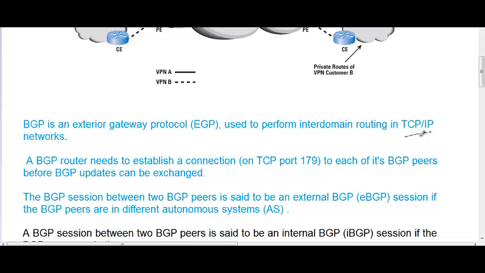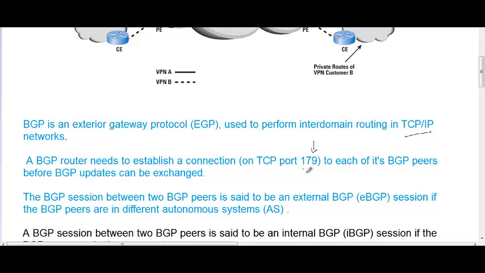BGP is a TCP protocol. BGP works on TCP 179. That's the port number of BGP, TCP 179. Very important number that you should remember. BGP uses TCP port number 179.